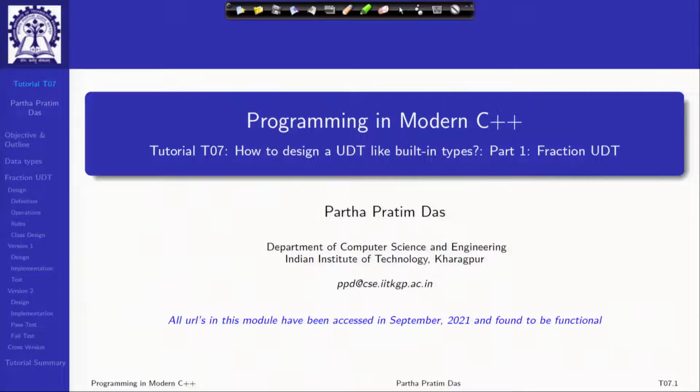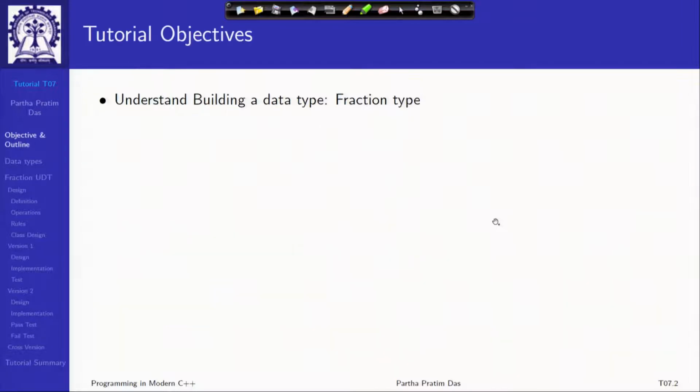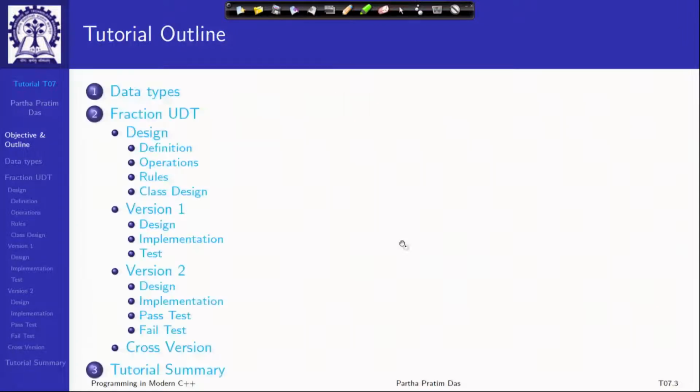We are going to discuss tutorial 7. It will be on how to design a user defined type that behaves like a built-in type. This is the first part where we will discuss a user defined type fraction. So, that is the basic objective. And this is the outline which will be there on the left.